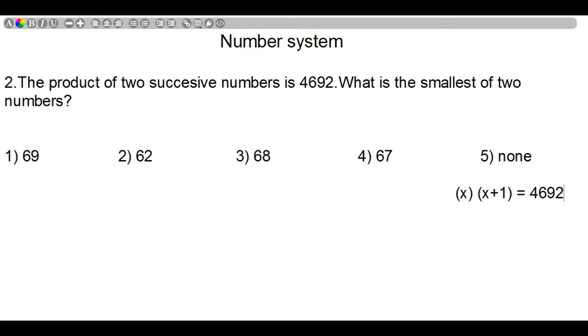If we try to expand this, we get x into x, x squared, plus x minus 4692 is equal to 0. As you can see here, this is a quadratic equation in terms of x. By solving this quadratic equation, we will get 2 values of x, out of which one most probably would be negative, and the other value has to be the answer here.